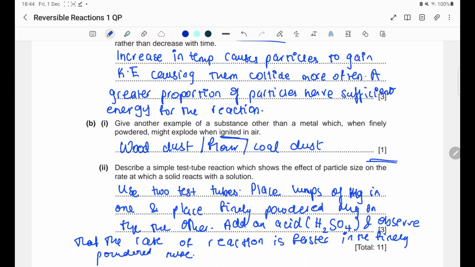Right, so how will you think for an experiment? We were going to need reactants, and I chose magnesium and hydrogen sulfate, or hydrosulfuric acid. Now you know that you need to test the particle size, which means that you need to compare when it's finely powdered and when it's a lump size. So you need 2 test tubes, and you will place lumps in one and finely powdered in the other. And then you will add the acid and you will observe the rate of reaction is faster in the finely powdered tube.